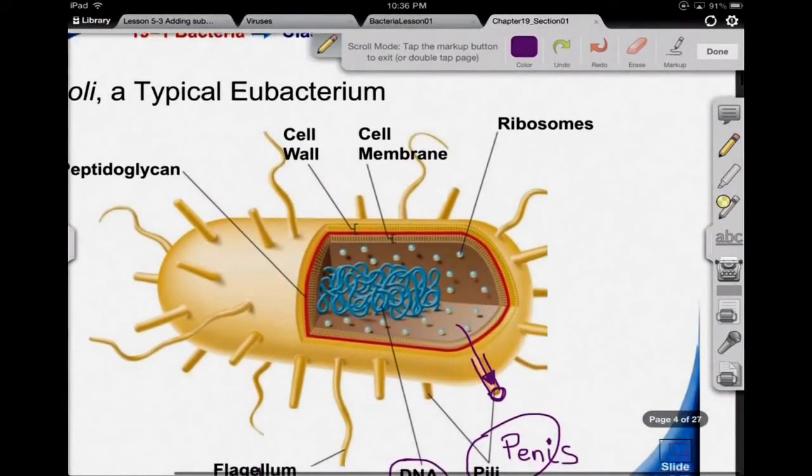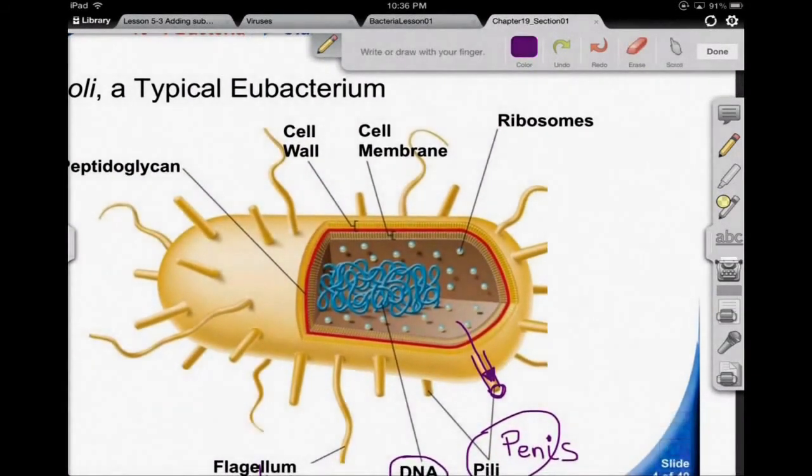What else do we see inside the cell? Well, one thing they didn't list is that everything's floating around in this sort of thick goo that we call cytoplasm.